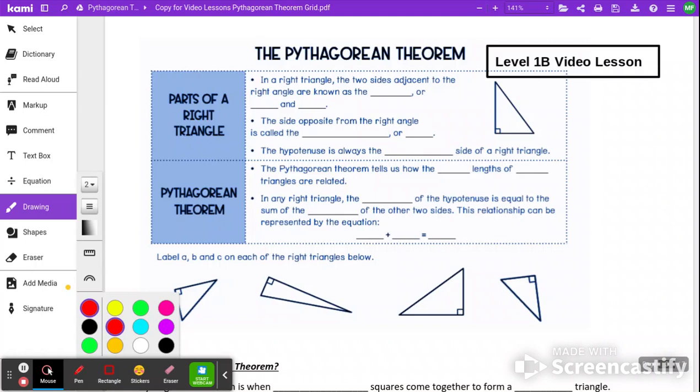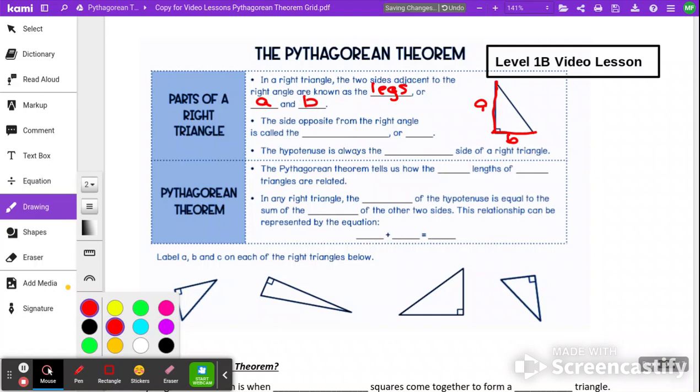Let's take a look at the parts of a right triangle. In a right triangle, the two sides adjacent to the right angle are known as the legs, or A and B of the triangle. These are your legs, A and B. A and B are interchangeable.